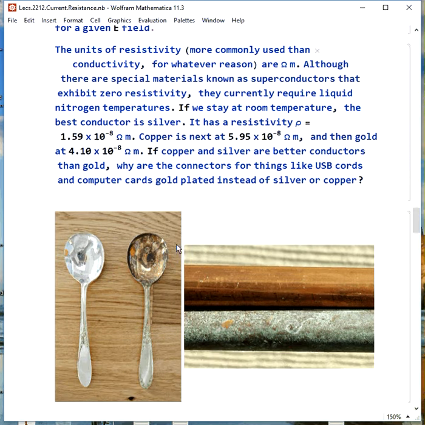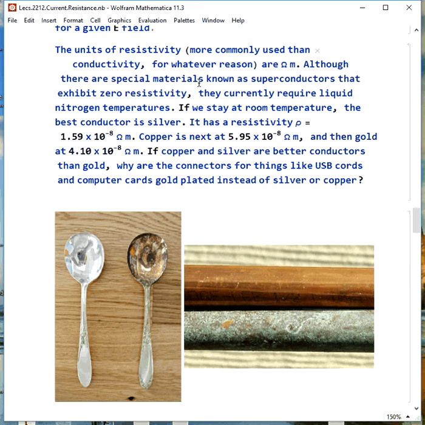Resistivity is probably used a little more commonly than conductivity, especially in intro physics, and the units for it are ohms times meters. Now there are special things called superconductors, we'll talk about a little bit later, that have 0 resistivity, but we would need liquid nitrogen temperatures to make this happen. If we stay at room temperature, our best conductor is silver, and it has a resistivity of 1.59 times 10 to the negative 8 ohm meters.